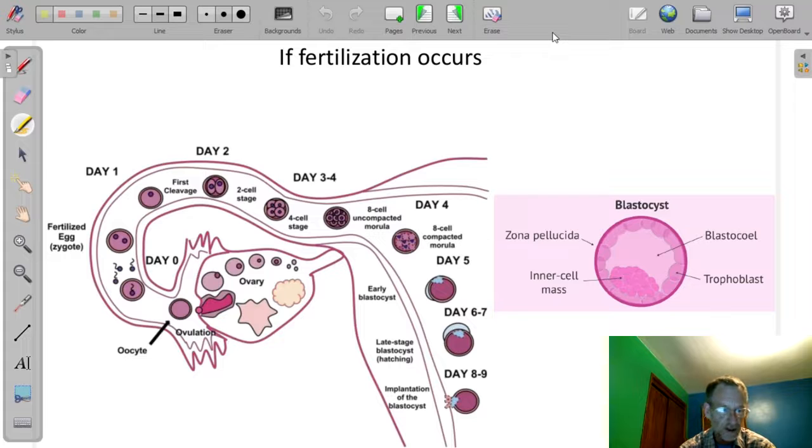So this figure should look familiar. We've already gone through something similar to it. Ovulation, of course, occurs here. And the egg is released, and then it is fertilized. Now, it continues to move through the fallopian tube as we talked before. Here is the morula. And I mentioned before that the morula is a solid ball of cells. And then it starts to hollow out later and becomes a blastocyst.